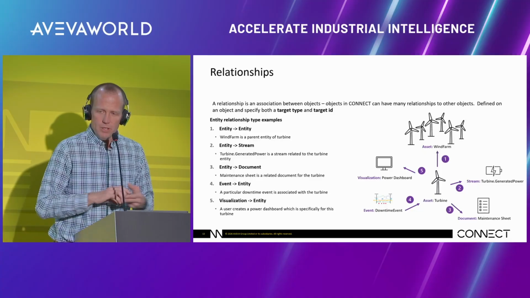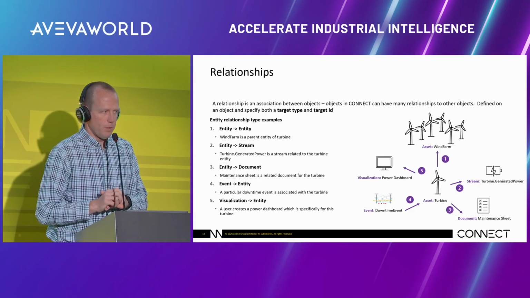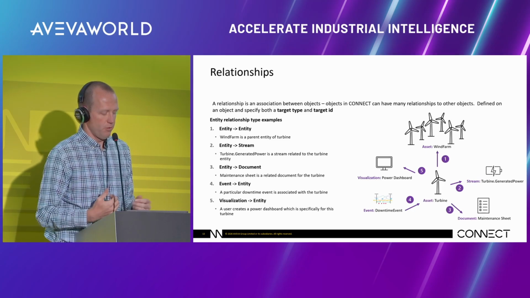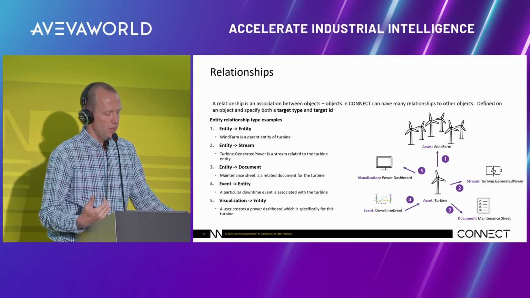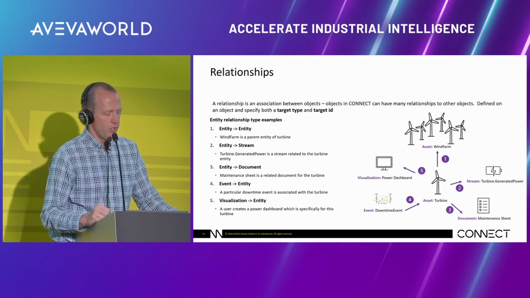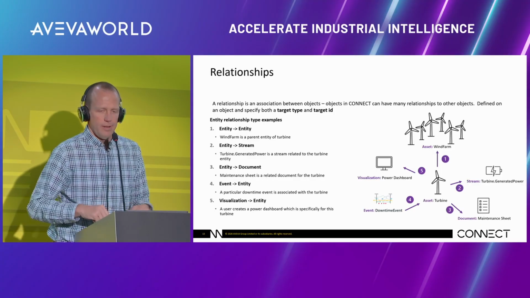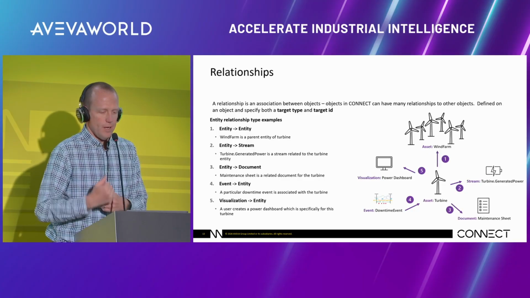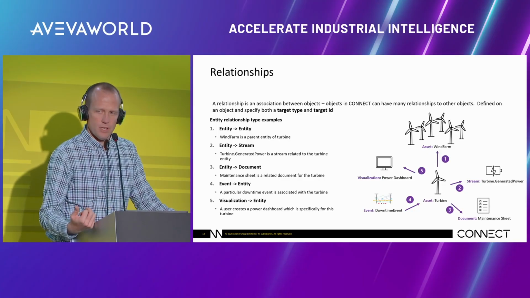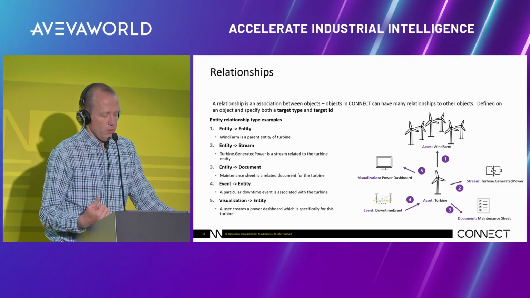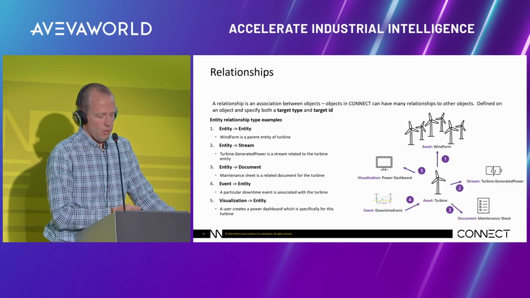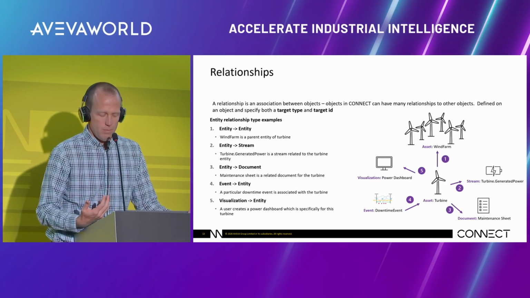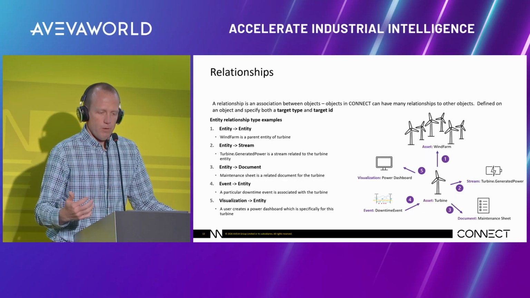The other one I wanted to talk about is the third bolded part of what an entity is: it contains relationships. Relationships are something new in Connect. A relationship is an association between objects, and these objects can have many relationships to other objects. They're defined on an object, and they specify both a target type and a target ID. In this case, we have our GE01 wind turbine sitting in the middle of our picture, and we can see there are 5 different relationships defined.